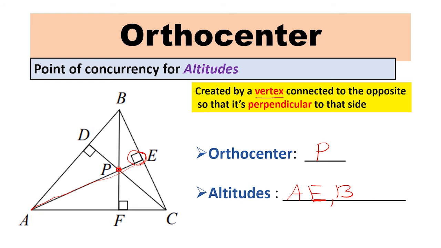BF will also be an altitude, and CD would be an altitude. So again, the orthocenter is a point of concurrency for altitudes, or it is where all of the altitudes intersect in a triangle.